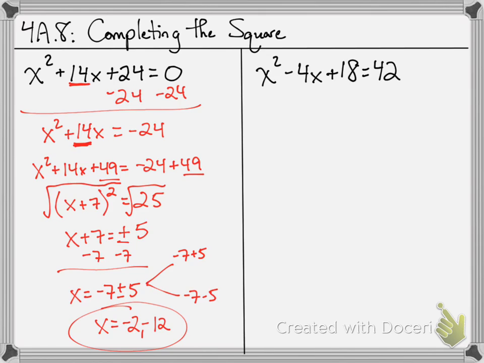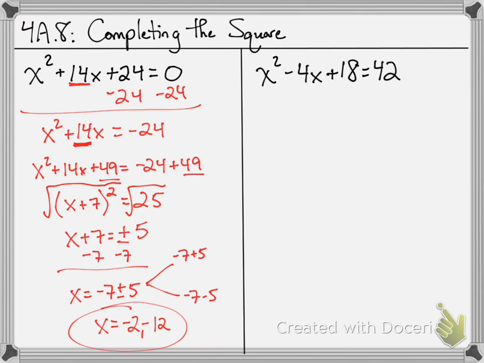As you'll see in the next example, the whole point of completing the square is to allow problems that can't be factored to be solved somehow, some way. So let's go ahead and take a look at the second example here of x squared minus 4x plus 18 equals 42. Same steps we're going to take here.